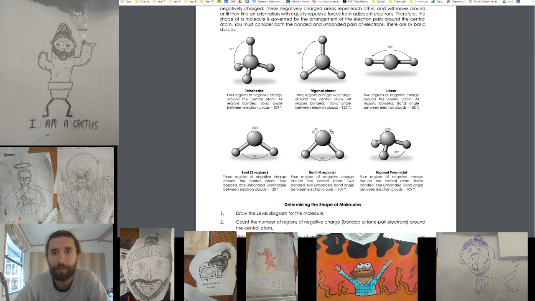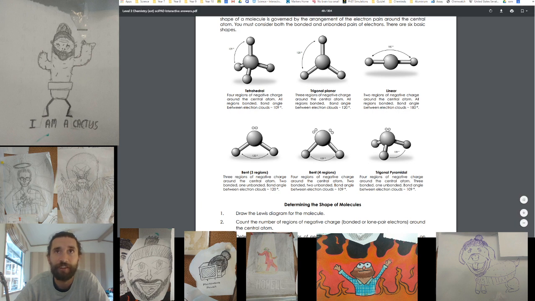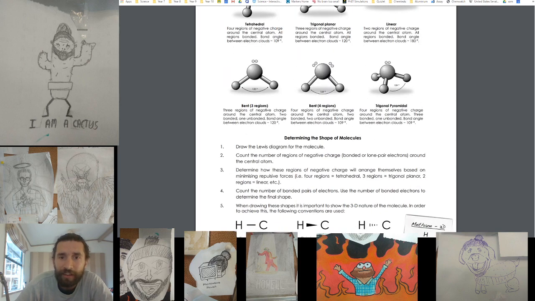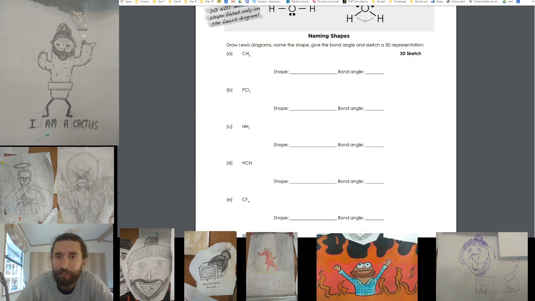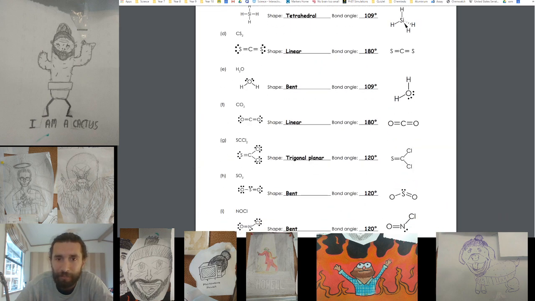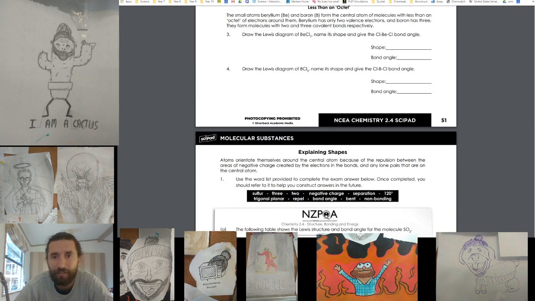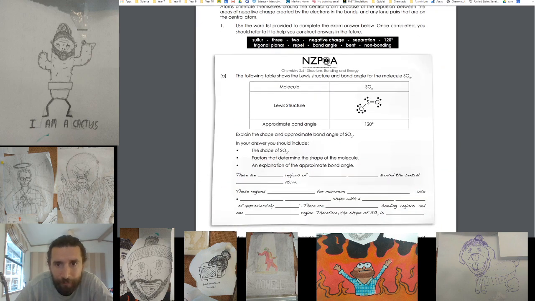So yesterday we were looking at molecular shapes, such things as tetrahedral, trigonal planar, linear, trigonal pyramidal, and these two bent shapes here. And what we're going to be looking at today is how to answer these questions in an exam. So an example of an exam question will be on this page here, page 52.